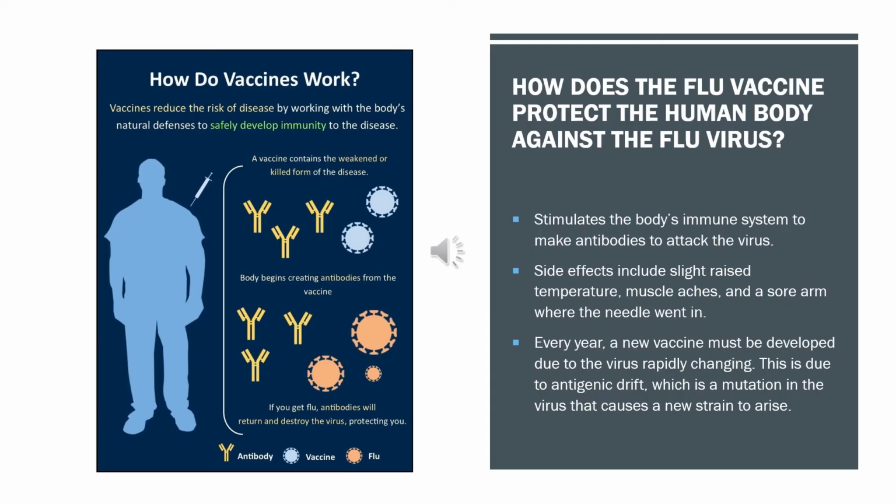Finally, how does the flu vaccine protect the human body against the flu virus? Well, the flu vaccine protects the human body by stimulating the body's immune system to make antibodies to attack the virus. There are some side effects to the flu vaccine, such as slight raised temperature, muscle aches, and a sore arm where the needle went in.